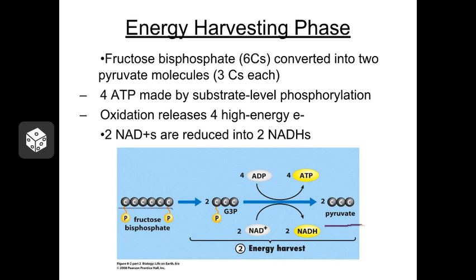Anytime you break a big molecule like that, you're going to release energy. So energized electrons are going to be released. Those are going to get picked up by NAD plus, which will be reduced into NADH. So it has captured a little energy from that breakdown. Energy is also going to be released that can be used to phosphorylate four ADPs into four ATPs. So we actually made a little ATP at this step, which is good because that's the goal overall.